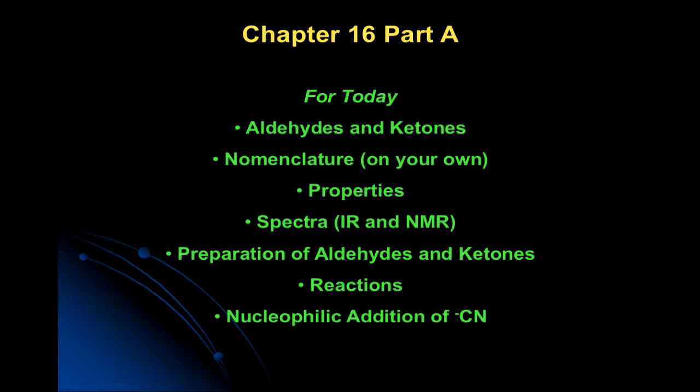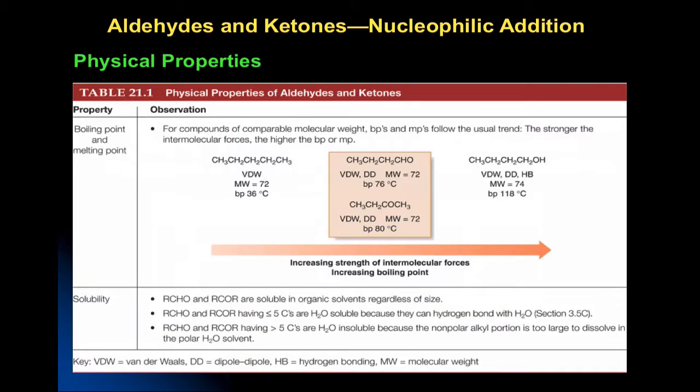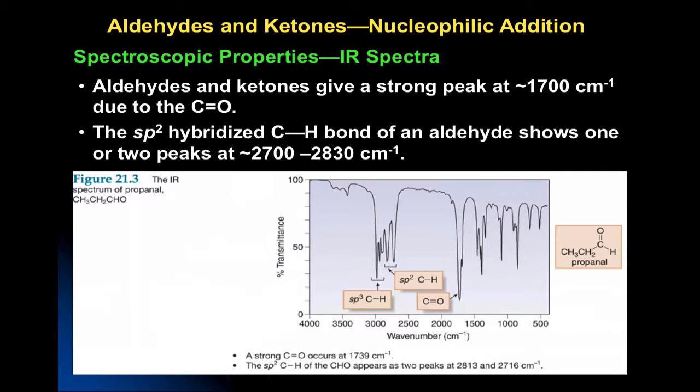All right. I want to talk a little bit about some spectra stuff that we need to know about aldehydes and ketones. So we're going to skip through some of these fairly quickly today. Remember, going back to chapter 2 or 3, when we talked about IR spectra, IR spectra are very important for aldehydes and ketones. They allow us to know what kind of functional group we have.